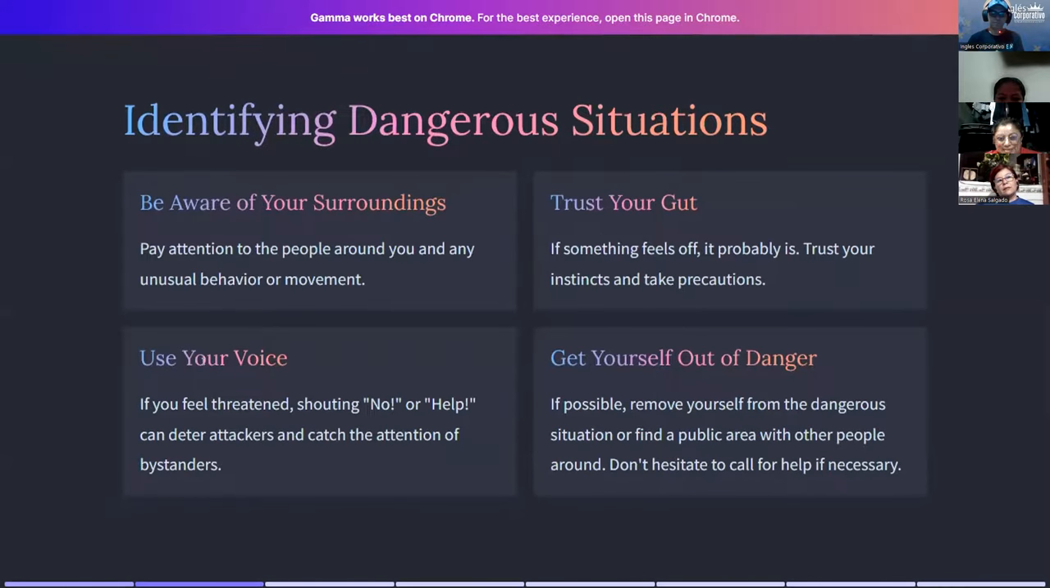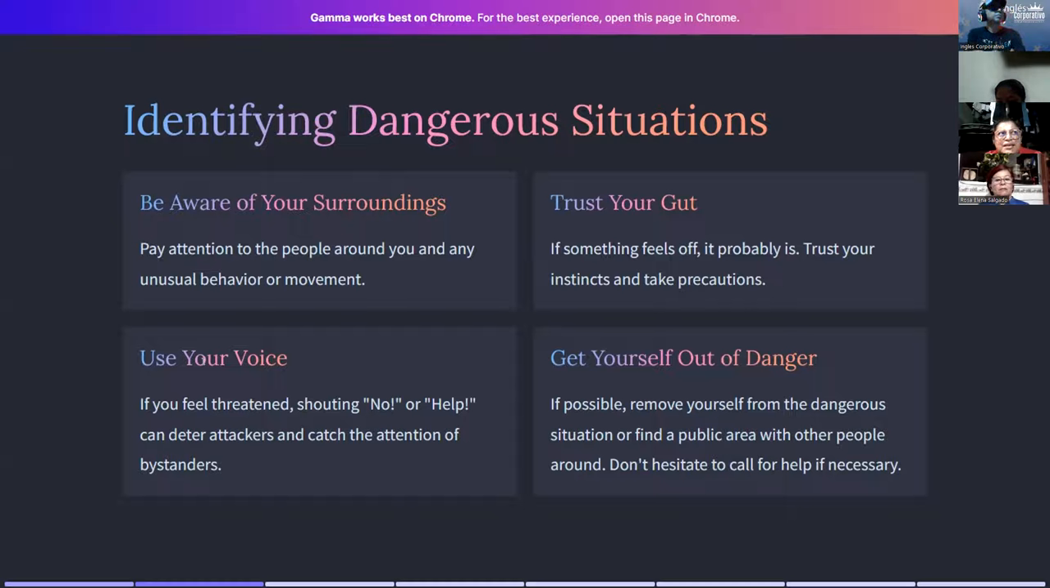And for this, you need to identify dangerous situations. Be aware of your surroundings. We need to pay attention to the people around us and any unusual behavior or movement. Trust your gut. If something feels off, it probably is. Trust your instinct and take precautions. Using your voice is the most important.